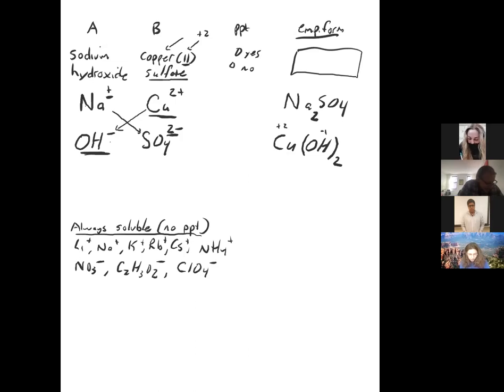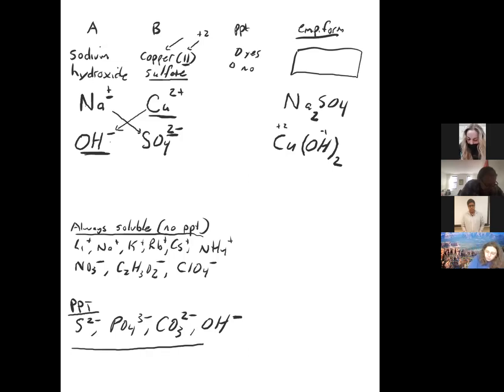And then you have the ones that are precipitate always. Okay, so those are the sulfides, phosphate, carbonate, and I'm going to add one more, which is hydroxide. I forgot to put hydroxide. That's one of them that also forms a solid. That one also forms a precipitate. And then the third category was the soluble except with.